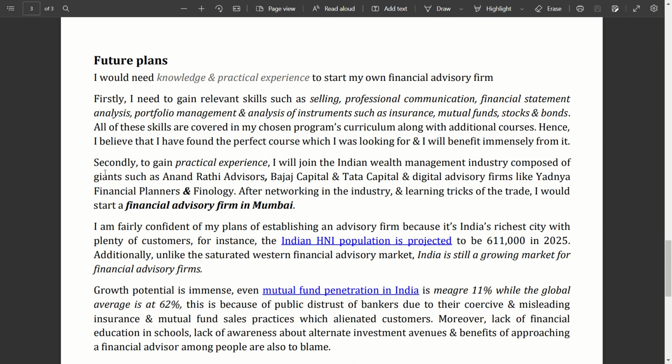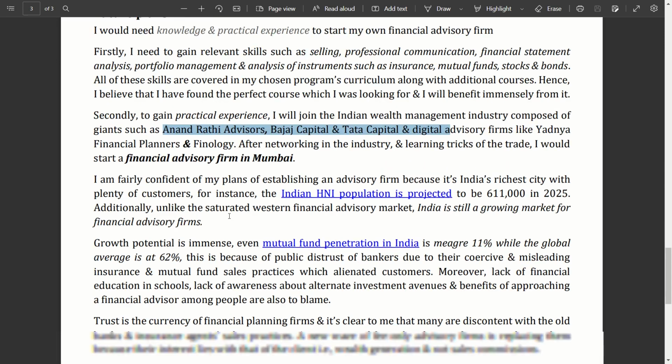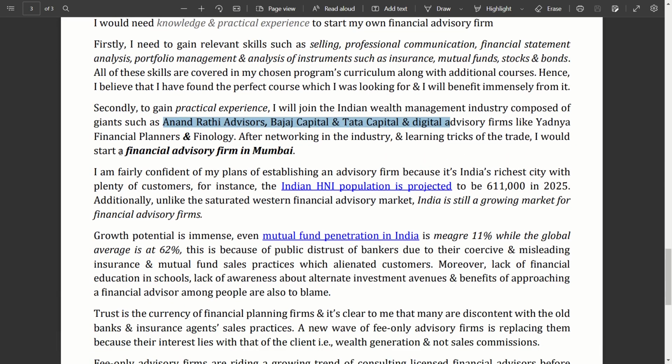So finally, I'm revealing the fact that I always wanted to be a financial advisor. I've done my research because I'm mentioning the name of companies. That is very important. You can also mention salaries, perks, and anything that implies that you have done your research.